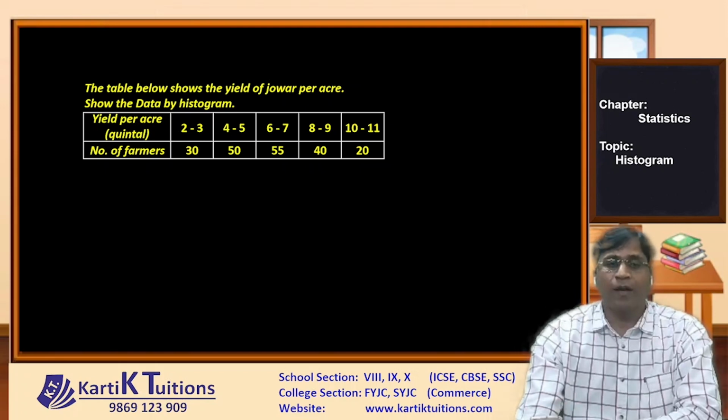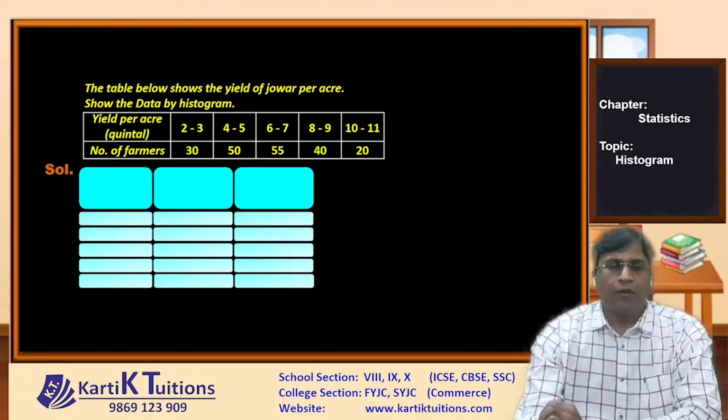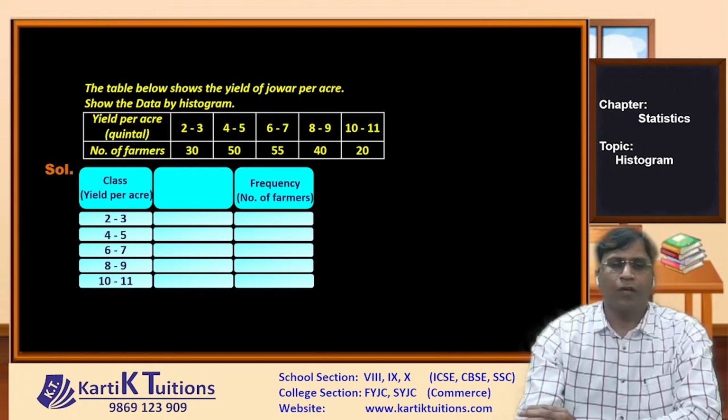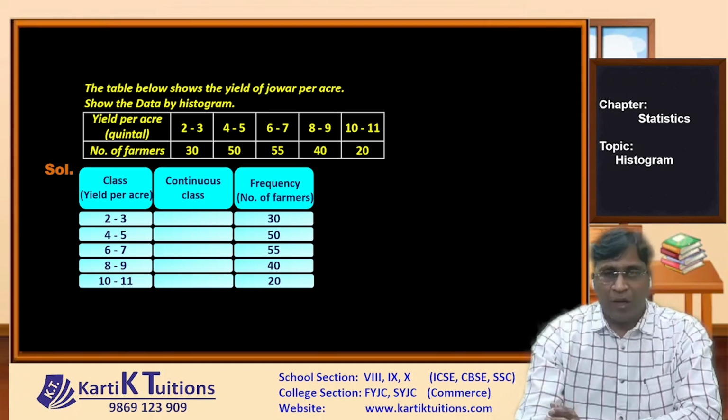Now since you have to make the classes continuous, we have to prepare a table of 3 columns. So first we'll have the table with the 3 columns. Then the first column will be our data. What is given, we'll copy it here. The third column will be the frequency. And the second column will be our continuous classes.